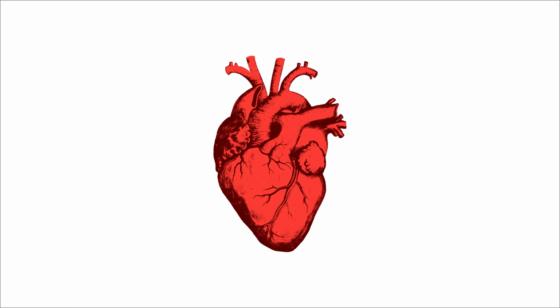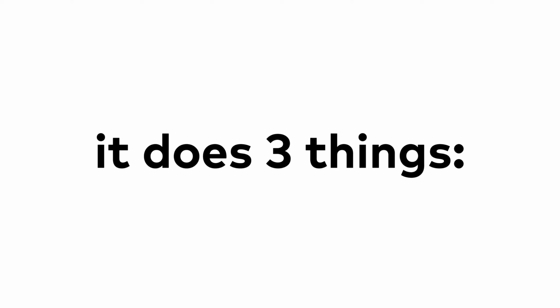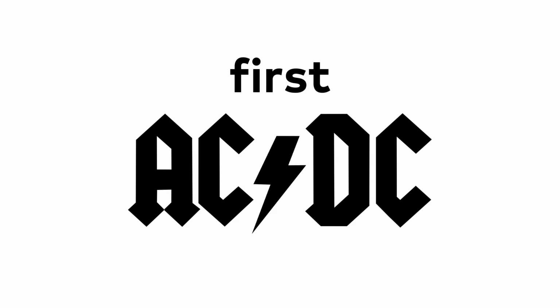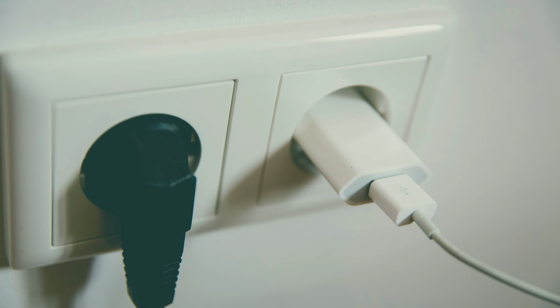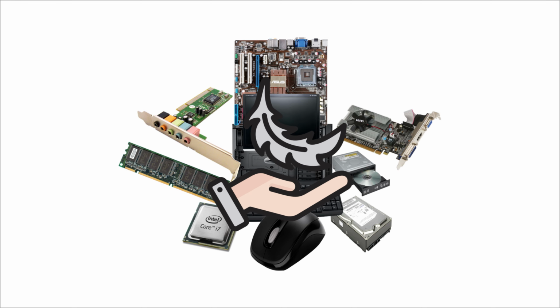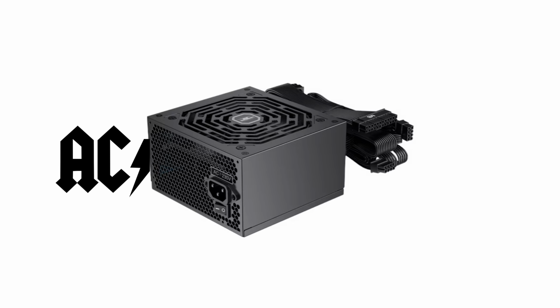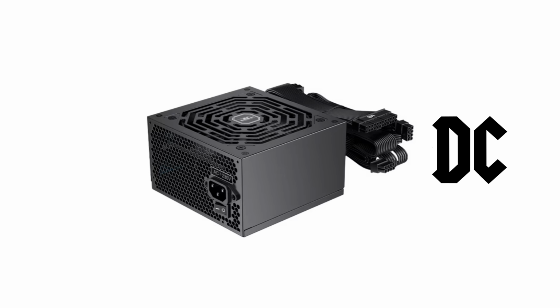PSU, also known as Power Supply Unit. It is the heart of your PC. It is the unsung hero that pumps life-giving electrical current to every single component in the system. It does three things. First, AC to DC conversion. Wall outlets deliver alternating current power. Computer hardware is extremely sensitive and can only run on stable direct current power. The PSU takes that harsh AC current and converts it into clean, smooth DC current.